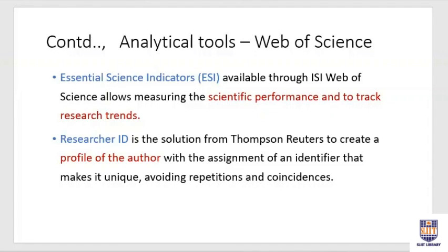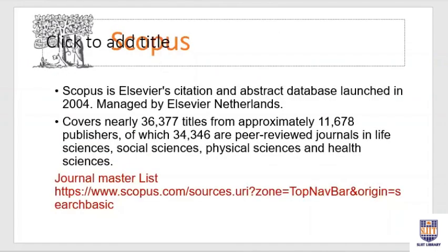The other one is Scopus, which is maintained by Elsevier. Scopus is Elsevier's citation and abstract database, launched in 2004 and managed by Elsevier. It has thousands and thousands of titles and articles covering the life sciences, social sciences, physical sciences, health sciences, and environment as well. IT and computer sciences are also there. So you can check the master list through this link. It is there, in red.